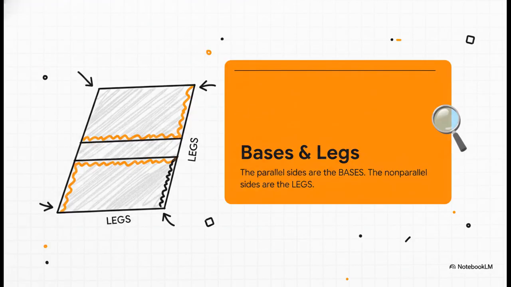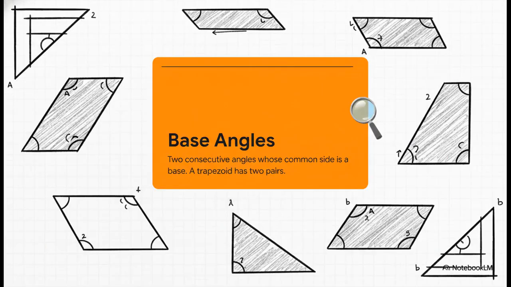And just like any shape, it's got its own anatomy. Those 2 sides that are parallel, we call those the bases. You can kind of think of them as the floor and the ceiling. And the other 2 sides, the ones that aren't parallel, those are its legs. Now let's talk angles. Any 2 angles that touch the same base are called a pair of base angles. And what's cool is that this means every single trapezoid actually has 2 pairs of them. 1 pair along the top base and another pair along the bottom base.